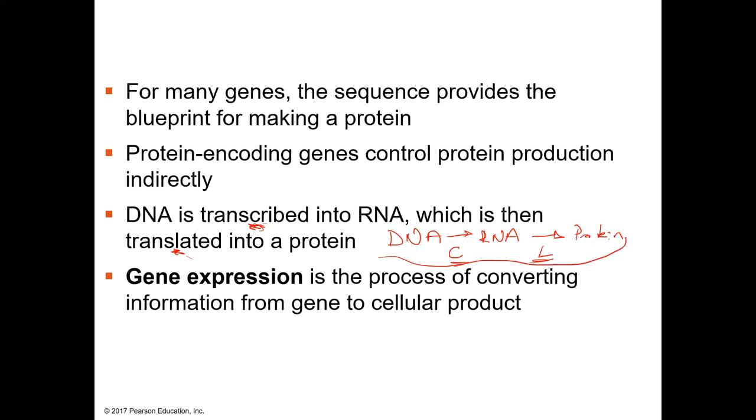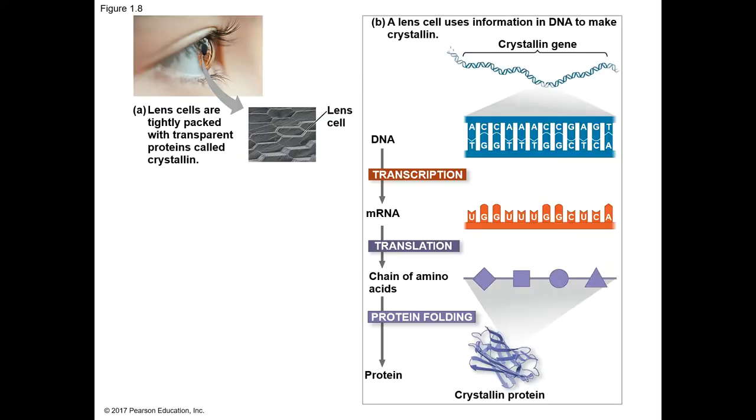If you can remember this, that's really important. That's the central dogma of molecular biology. DNA gets transcribed into RNA. RNA gets translated into a protein. We'll talk more about that in the future as well. Gene expression is the process of converting information from a gene up here in the DNA sector to a cellular product, a protein. The proteins are actually going to perform functions in the body. So that's what we call expression. This is gene expression here, because it goes from the gene, from the DNA, to being expressed as a functional protein throughout the body.